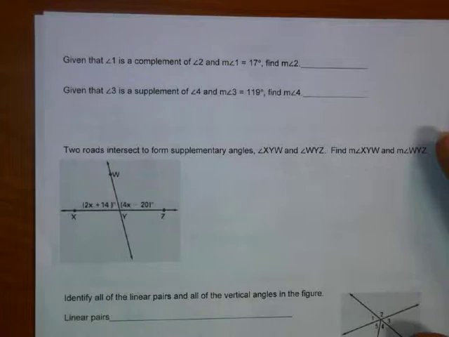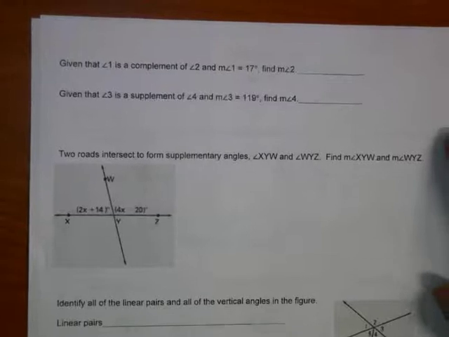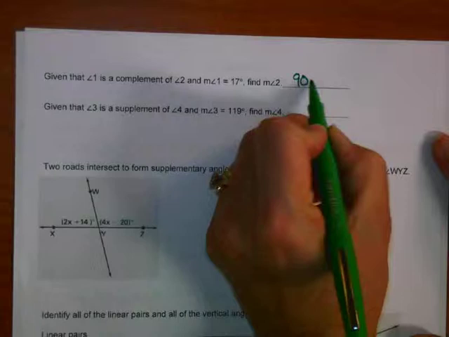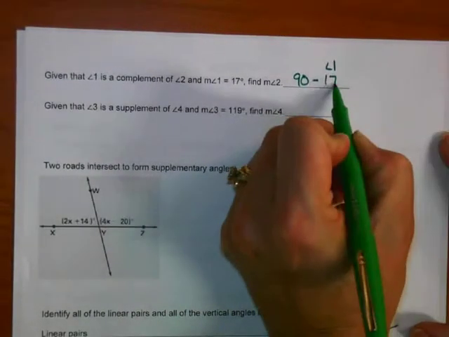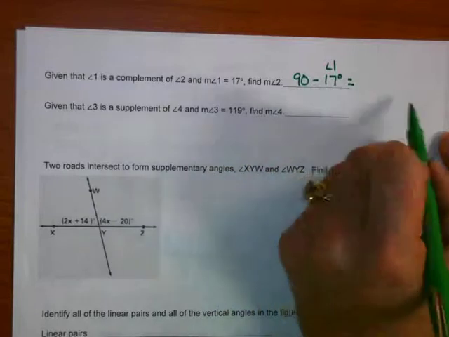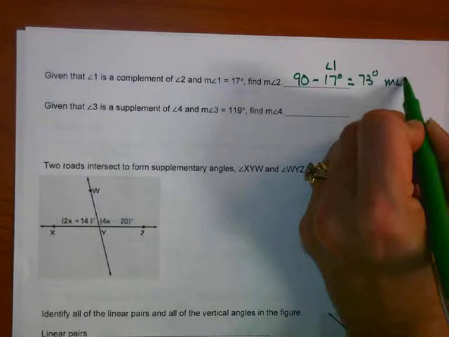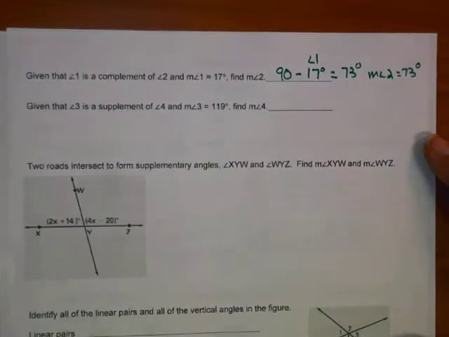Given that angle 1 is a complement of angle 2, and the measure of angle 1 is 17 degrees, find the measure of angle 2. Well, if they're complement, they add together to what? 90. And I'm going to subtract angle 1, which is 17 degrees. And that equals what? So I would say the measure of angle 2 is equal to 73 degrees. Do you have to write all that? Probably not.